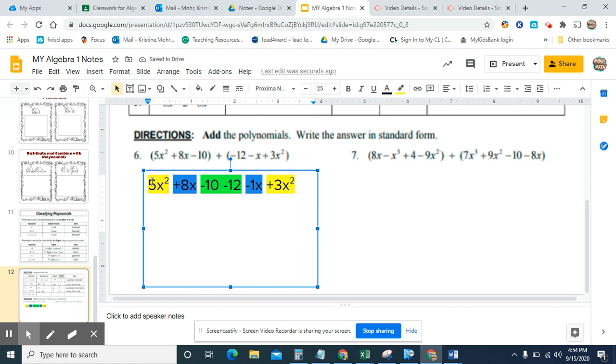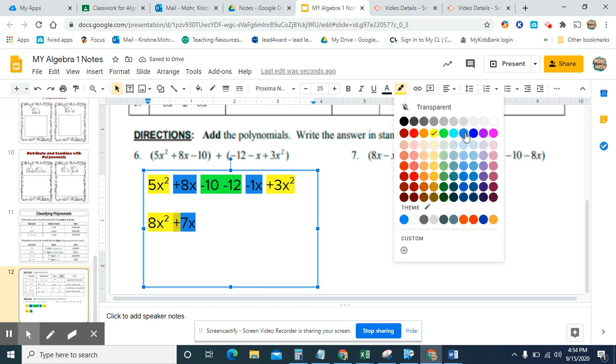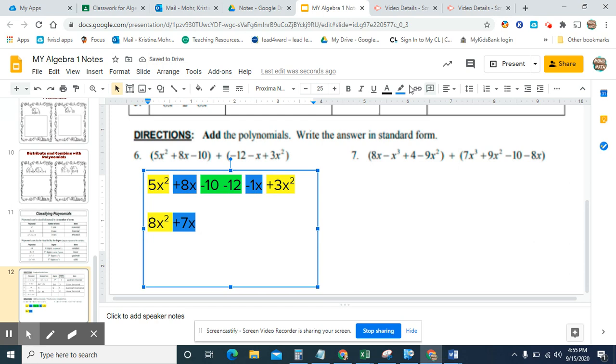So let's add first 5x squared plus 3x squared. So that becomes 8x squared. And then we have 8x minus 1x. So that becomes, in our blue highlight, 7x. And it's a positive, so we say plus. And then our green highlight, we do our constants last. Negative 10 minus 12, which leaves me with negative 22.